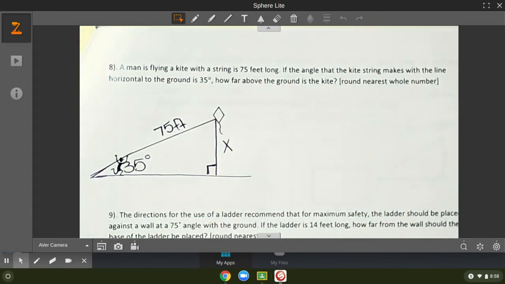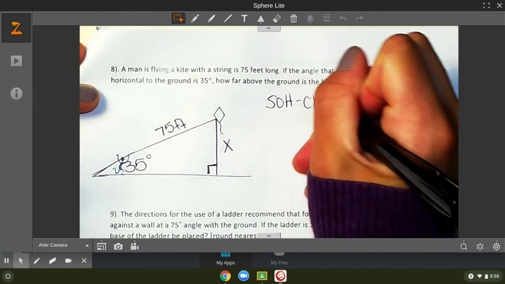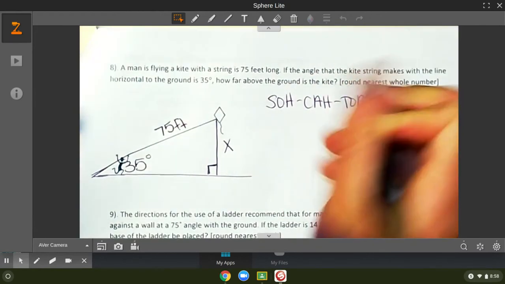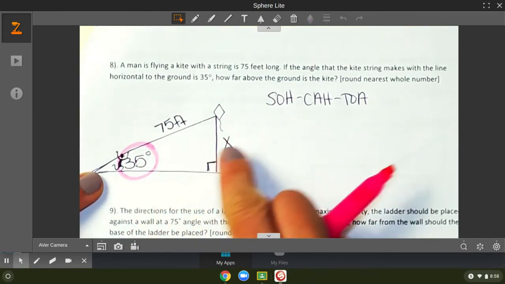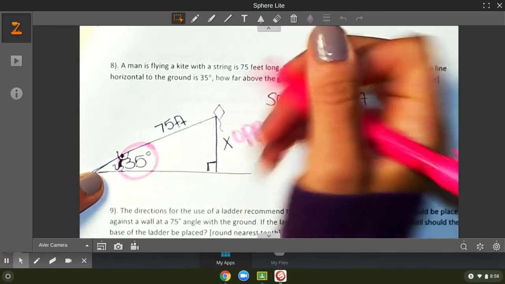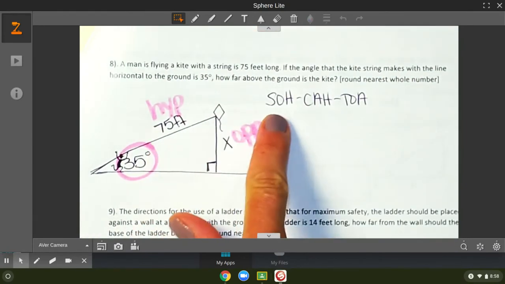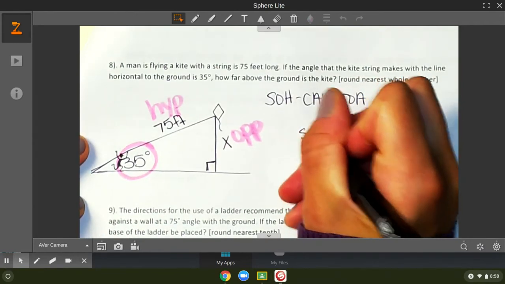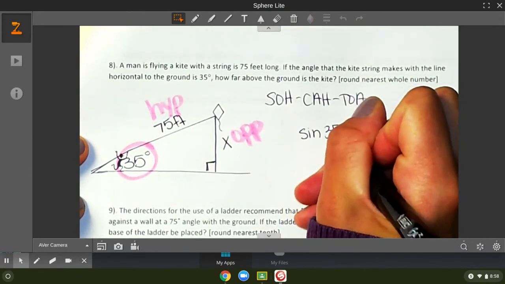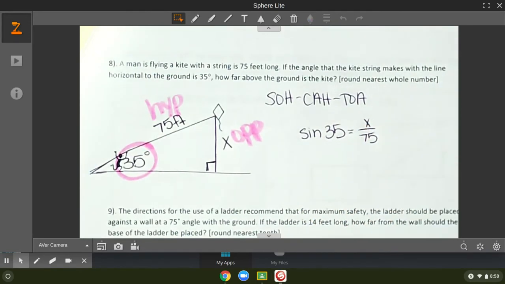So this time we're missing a side measure, so we're going to use regular sine, cosine, and tangent. So I'm going to remember SOH-CAH-TOA. Let's circle the angle, and now we label our sides. The x is opposite, and the 75 is the hypotenuse. So if we have an O and an H, we're going to use sine. So I'm going to write this as sine of 35 degrees is equal to x over 75.